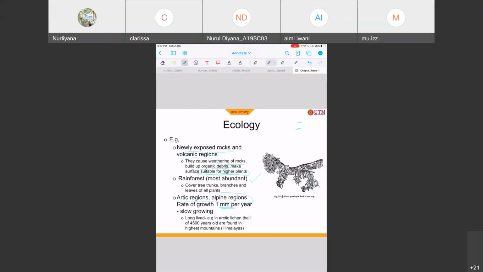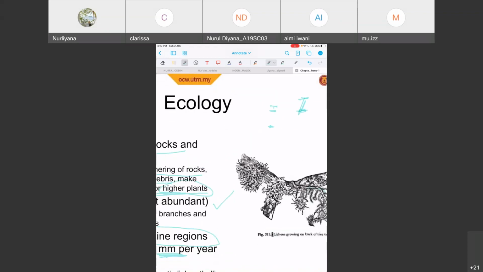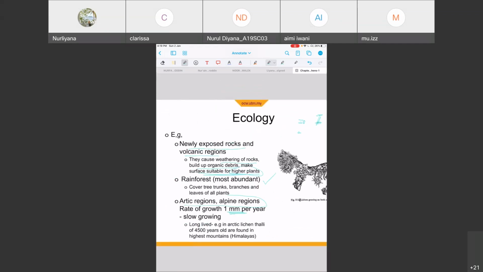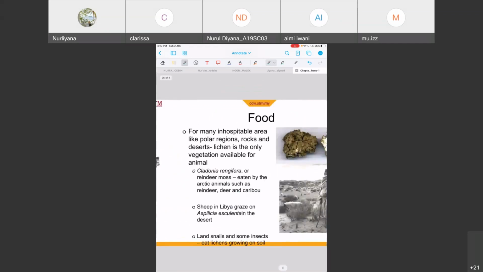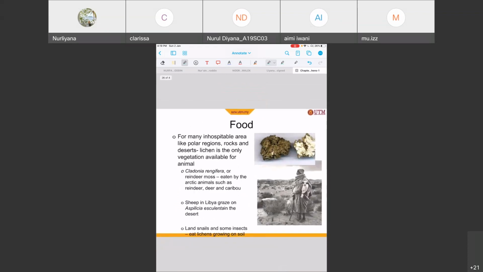So you just imagine 1 millimeter is about this. This is 1 centimeter, right? 1 centimeter. Wait, if 1 centimeter, then 1 millimeter is about this. Okay? So you just imagine in 1 year it grows only like this. So its growth is very, very slow. Okay? And other than its importance in ecology, they can be used as a food. So those who eat lichen are usually animals. For example, the reindeer mouse.